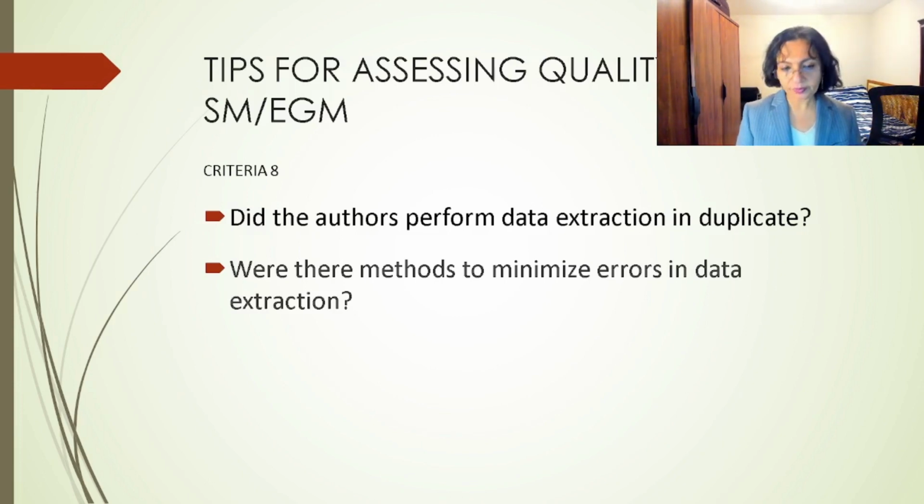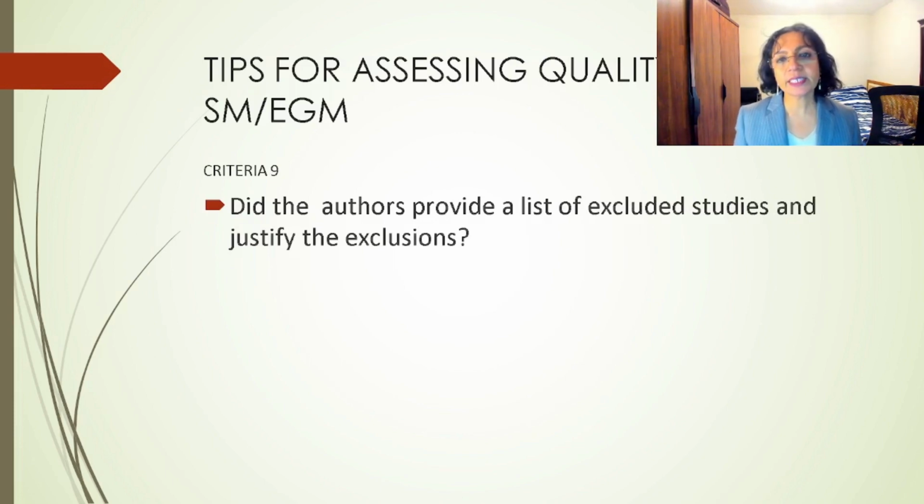Did the authors provide a list of excluded studies and justify the exclusion? This may not be necessary for a systematic map, and it may not be feasible because there could be a large number of excluded studies, and we don't expect justification from systematic map authors. But you can provide some broad categories of exclusion of studies in the PRISMA diagram, if possible to do so.